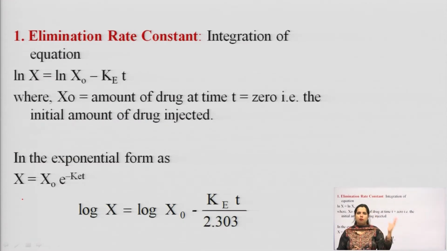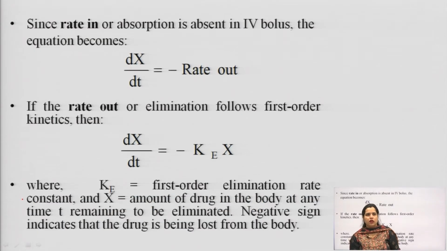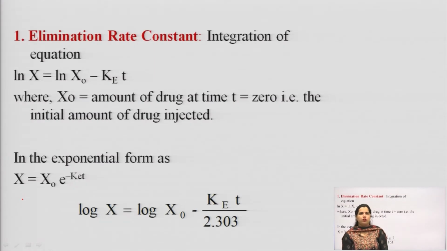So, using that earlier equation you see here, dx by dt is equal to minus k E x. Using the elimination rate constant, we can integrate this equation: x is equal to x naught minus k E t, where x naught is the amount of drug at time t equal to 0, that is, the initial amount of drug injected.